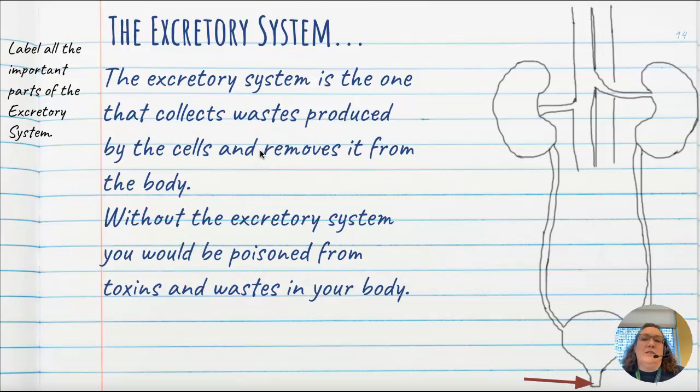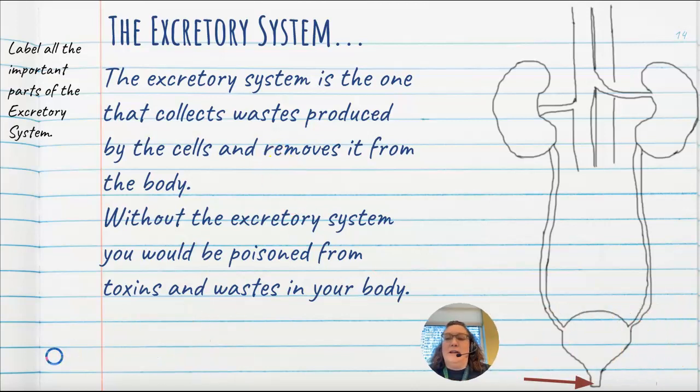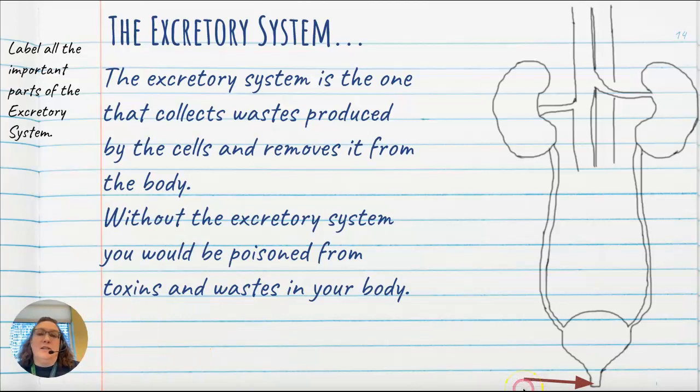The excretory system collects waste produced by cells and removes it from the body. Without this system, we would have a really hard time surviving because we would constantly be poisoned by the wastes and things that we need to remove from our body, like toxins.